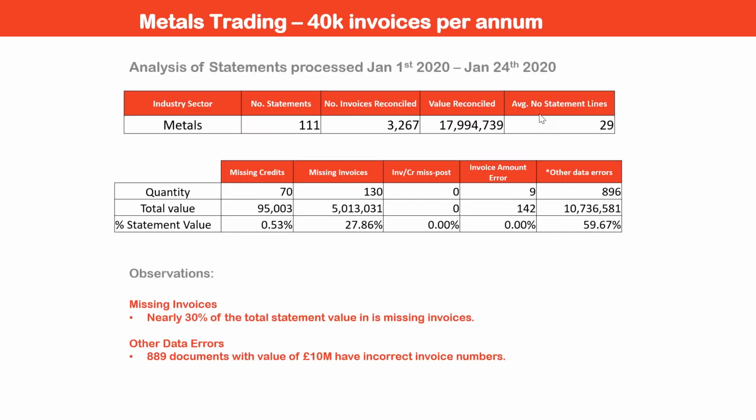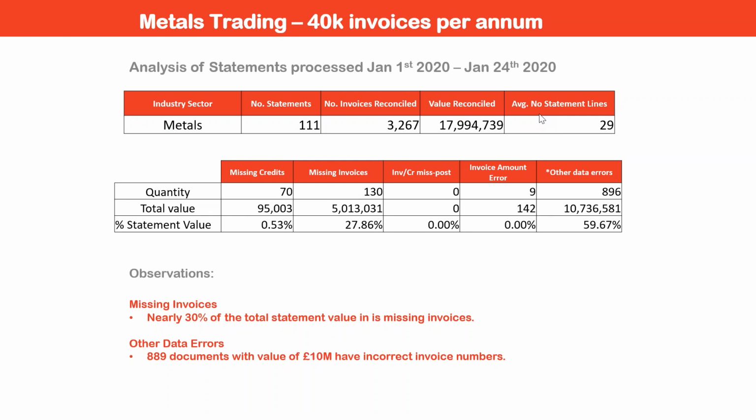The first one is a metals trading company. I'm going to talk through this slide in a lot of detail, but the subsequent slides are the same format, so if I talk through this one slowly, you'll see the other slides are the same, and I won't repeat it. What we did is look at statements processed between January the 1st, 2020, and January the 24th, 2020. January is typically, as you'll know in accounts payable, quite a slow month, but we're doing the webinar in Feb, so it had to be January.